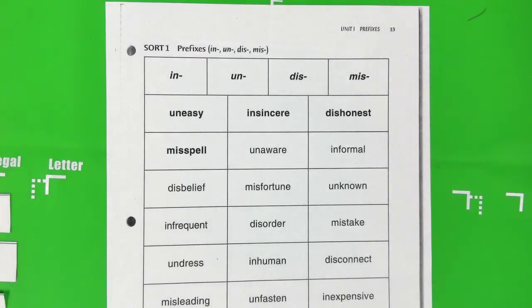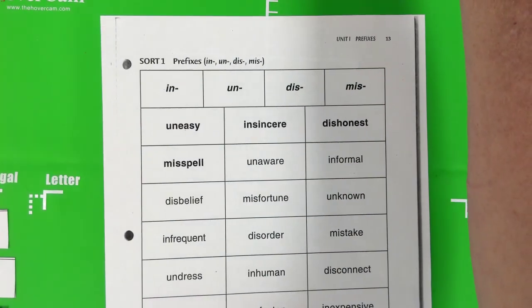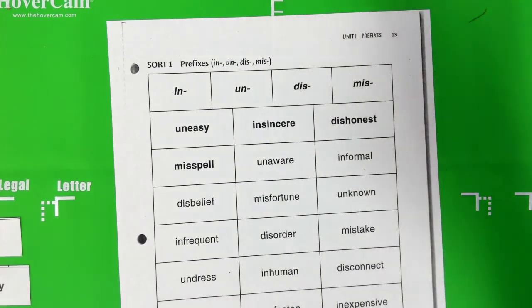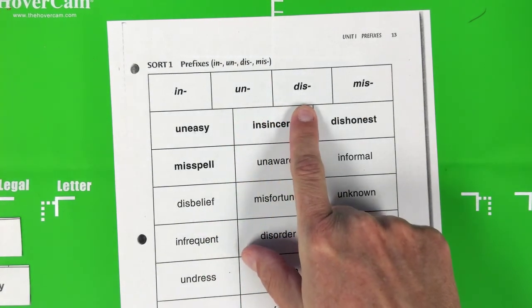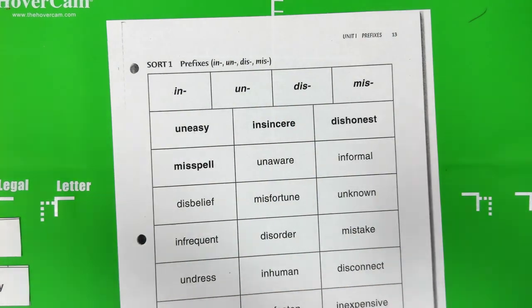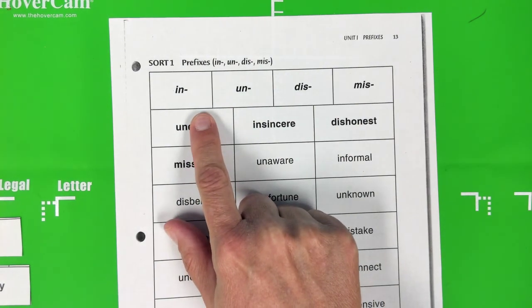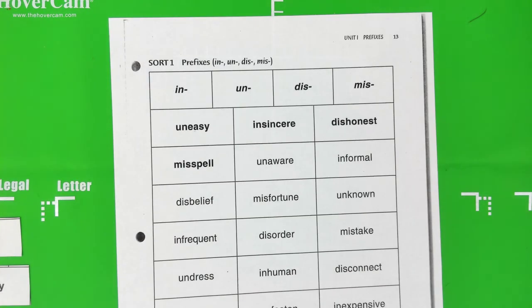Good morning, DR group. This week, as you can see, we are going to be learning about some words that start with prefixes, and these prefixes are in, un, dis, and miss. And the great thing about all of these prefixes is they all mean not. So when you stick this prefix in front of a base word, it will mean not, and then whatever the word means. So let's do a my turn, your turn before we get started.